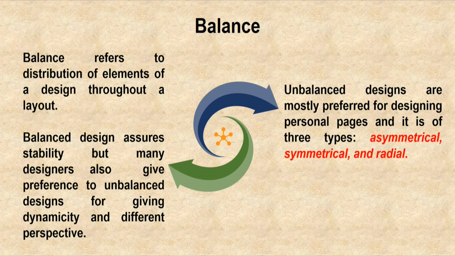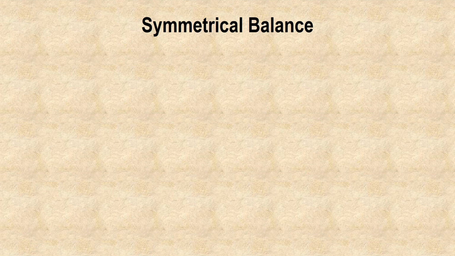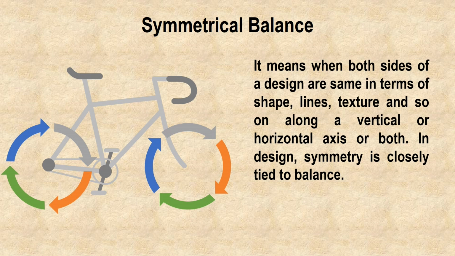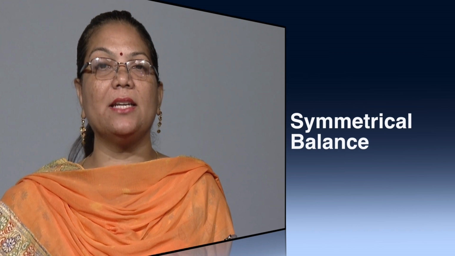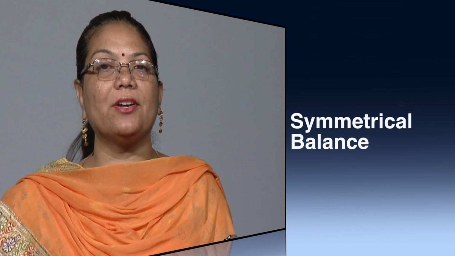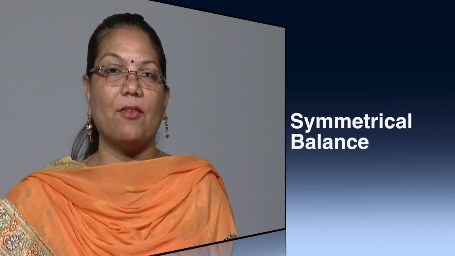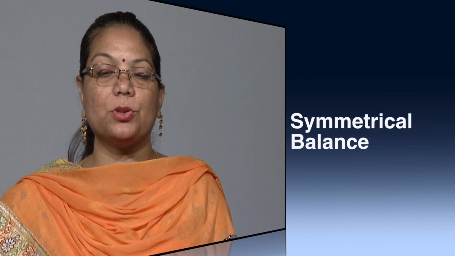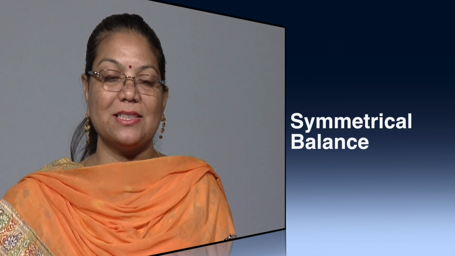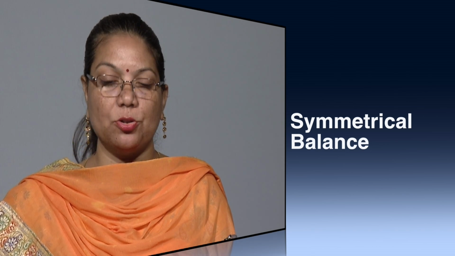The first one out of these, symmetrical balance. It means that both sides of a design are the same in terms of shape, line, texture, along a vertical or horizontal axis or both. So when we are talking about symmetrical balance, it means we are trying to maintain balance between different graphical elements along either the vertical axis or horizontal axis and sometimes along both the axes. So in design, symmetry is closely related to balance also.